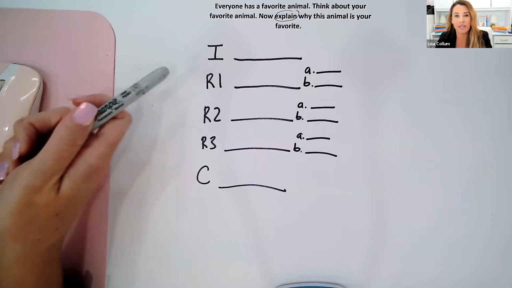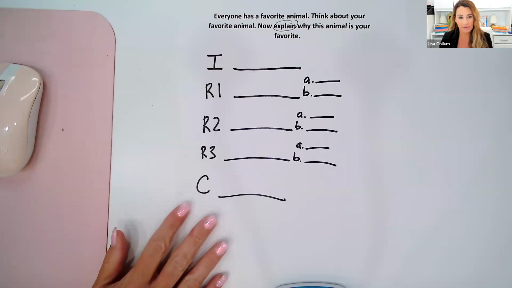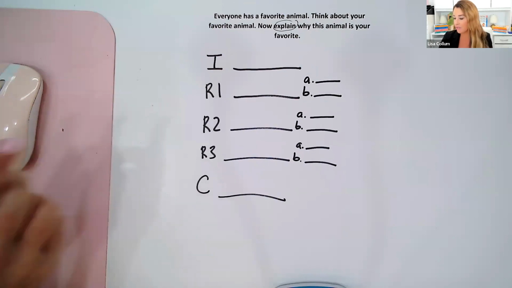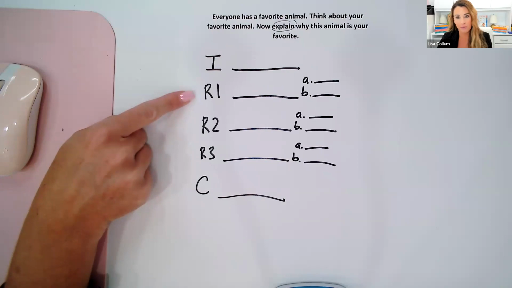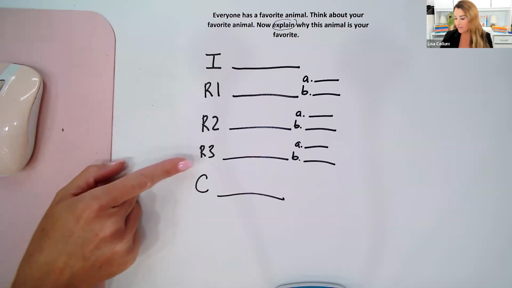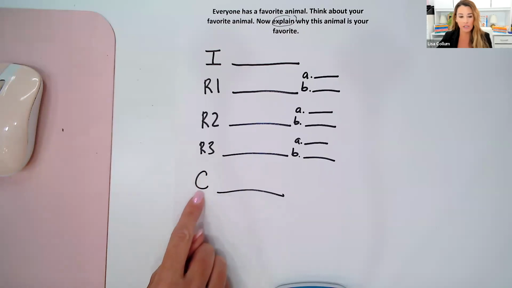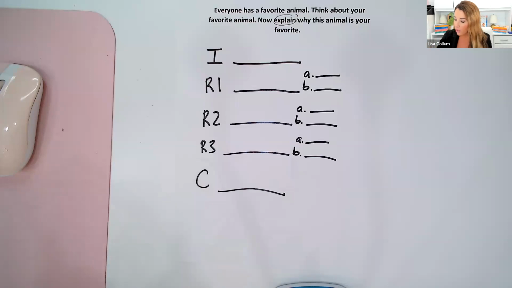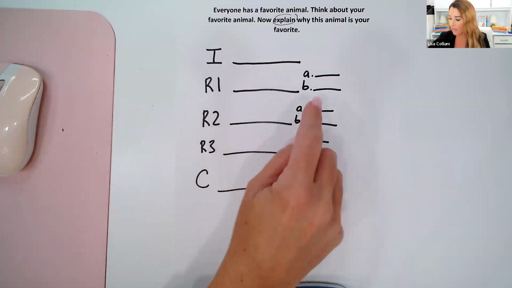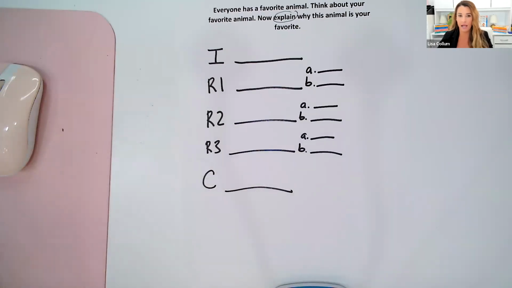The I stands for the introduction paragraph. This is the first paragraph of your essay. R1 stands for reason one. So whatever animal you pick, you're going to give me the first reason that's your favorite animal. R2 stands for your second reason. R3 stands for your third reason. Okay, reason 3, that's what R3 is. And then conclusion is your C. Now, just make a mental note. We only put an A and B next to the R's. We don't have an A and B next to I and C. Okay, now let's fill this out.